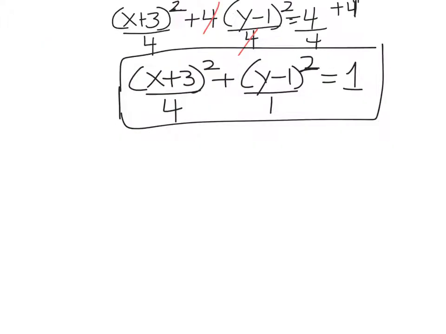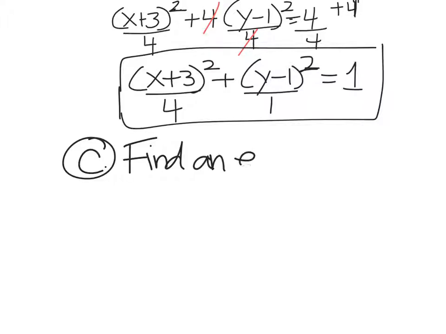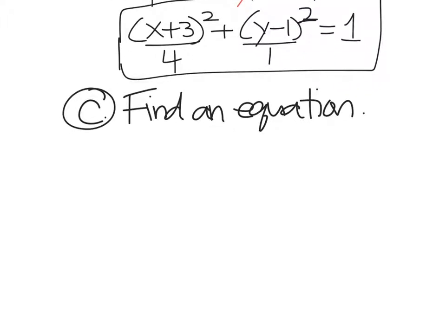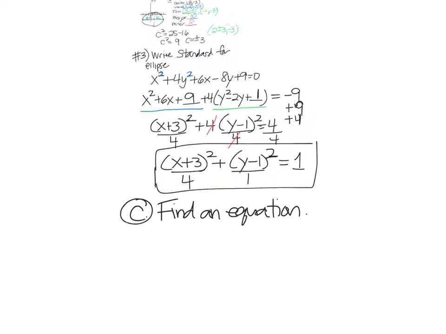All right, last part, part C. Oh, that's so much better. Okay, now we're going to find an equation. Find an equation for the ellipse. So I'm going to give you some pieces of information, just barely enough to get you to find the equation, okay? All right, that was 3. Let's do it.